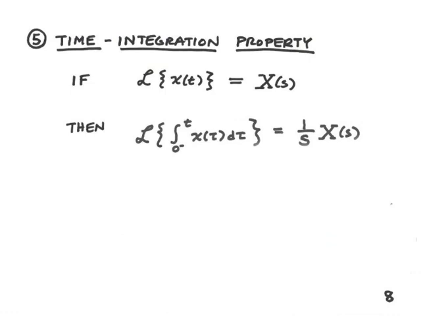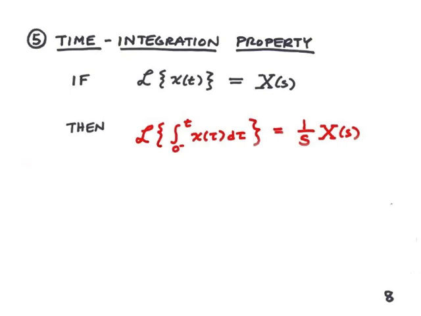You probably have suspected that if there's a differentiation property for Laplace transform, there must be an integration property as well. And there is. So let's review that here. If the Laplace transform of some signal x of t we call X of s, then the Laplace transform of the integral of x of tau d tau is equal to 1 over s times X of s.